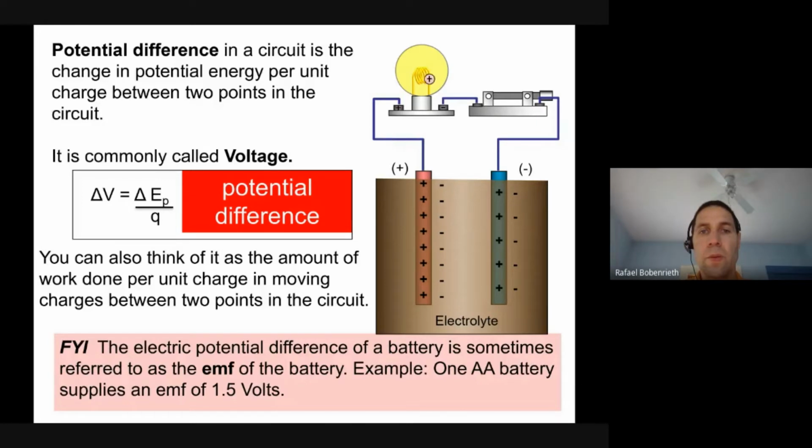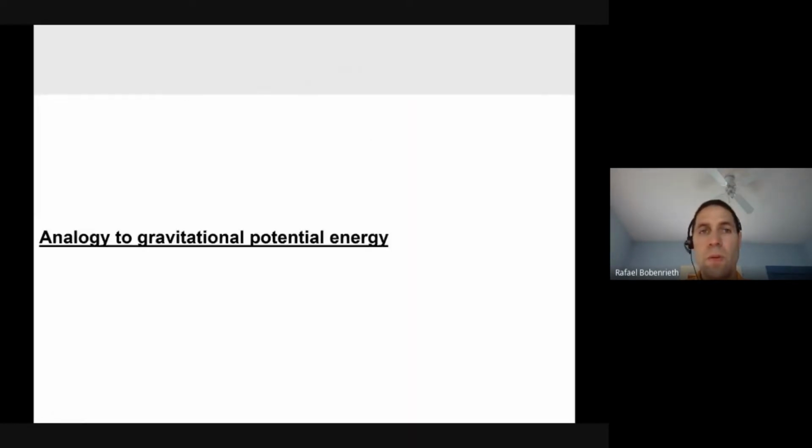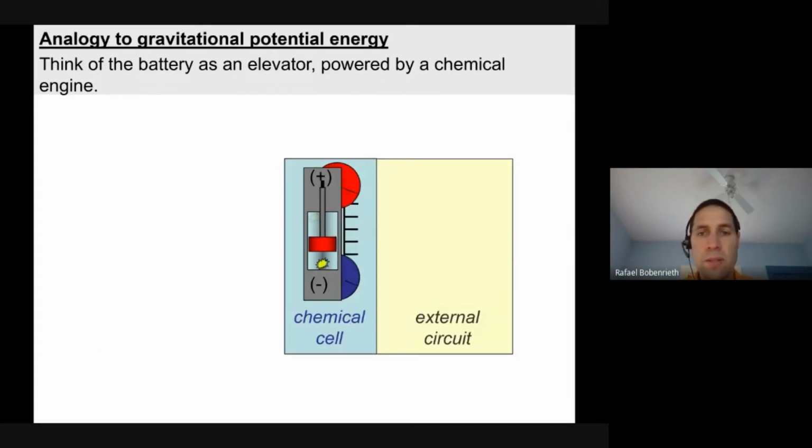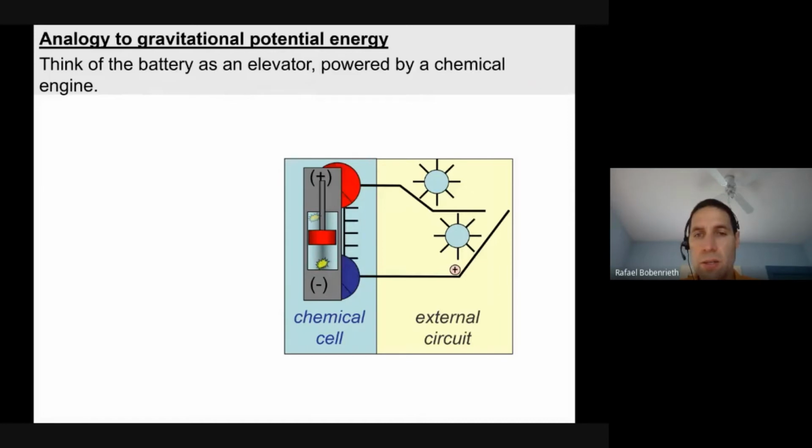Okay. So with that in mind, I want to go back to this analogy with gravitational potential energy. Take a moment to look at what's going on here with this little positive charge. Watch what happens here.